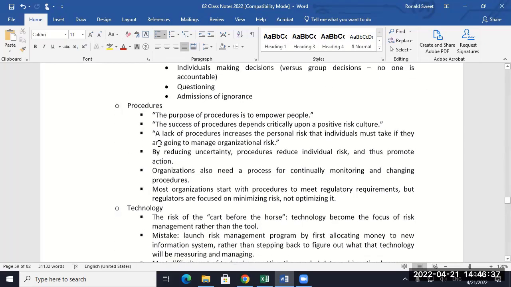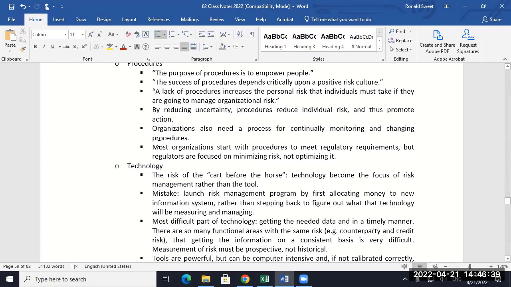Procedures, they can be good or bad. I think the problem with procedures is there's just too many of them. They're just massive, massive, massive. I couldn't keep track of them. My last job at USAA, it was a massive book just full of procedures. I couldn't read through all of that.